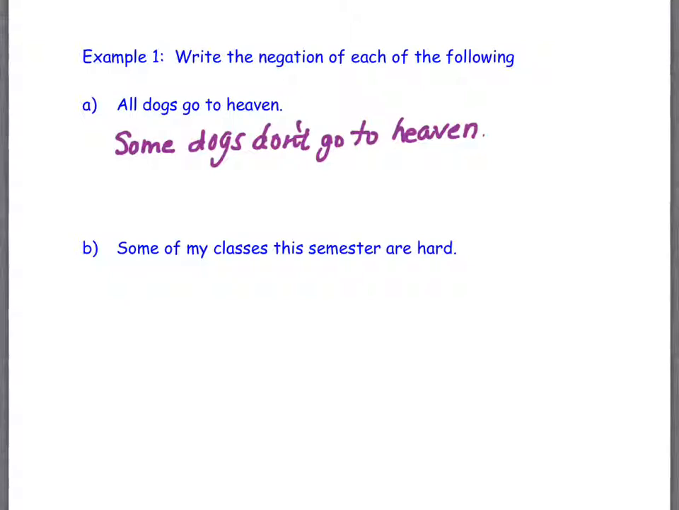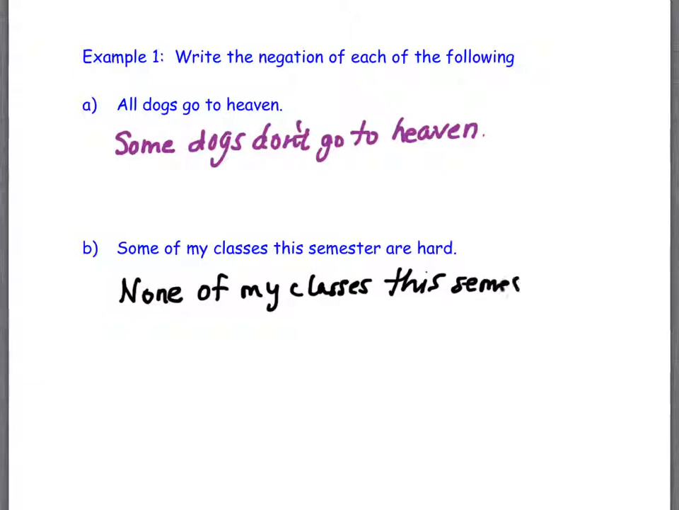None. Okay, so if I go with none, so if some of my classes are hard, the opposite or the negation of that is that none of my classes this semester are hard. Okay? Some of them being hard, the opposite of that is none of them are. Now, why would all of them not work? Because you're making it.